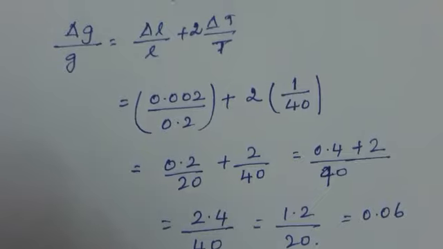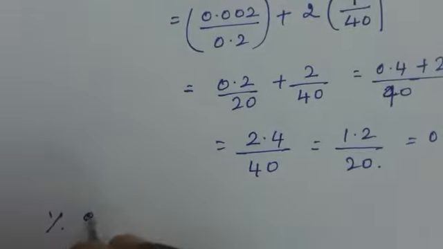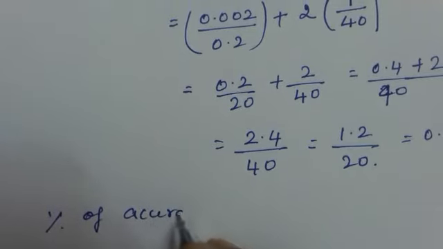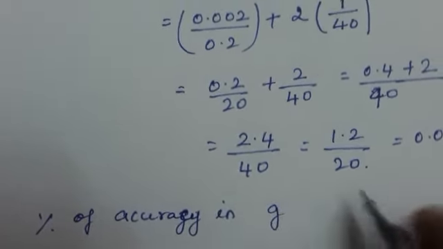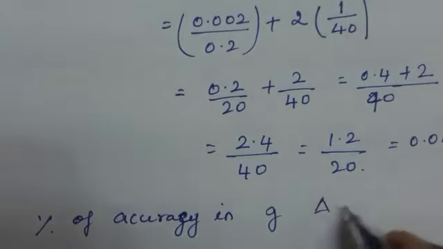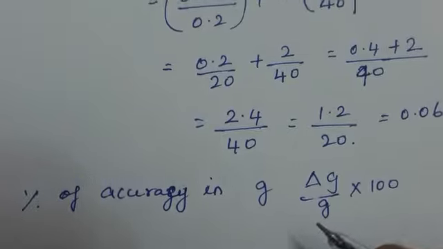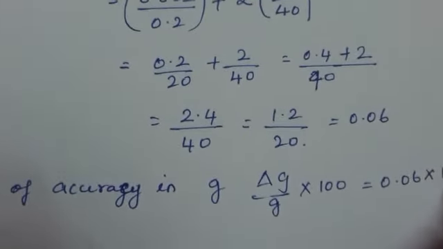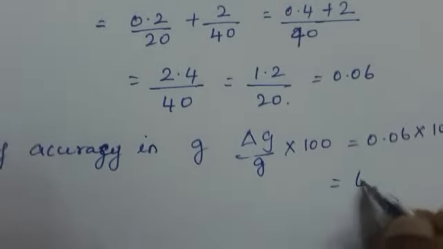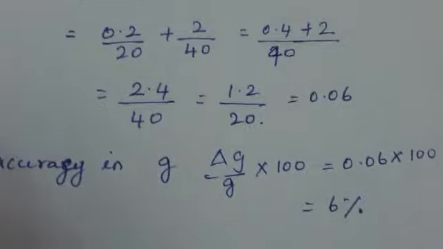Now what you have to find is the percentage of accuracy in g. So that is delta g by g into 100. What is delta g by g? 0.06 into 100. So what will you get? It is 6%.